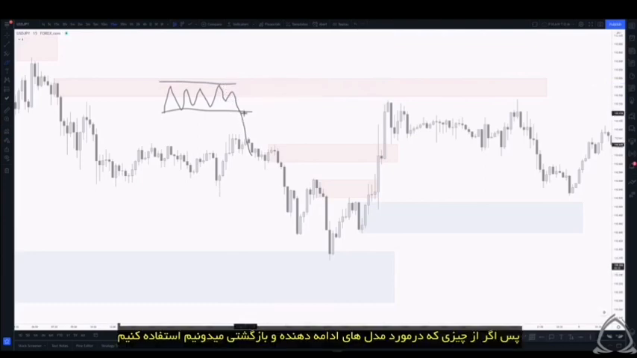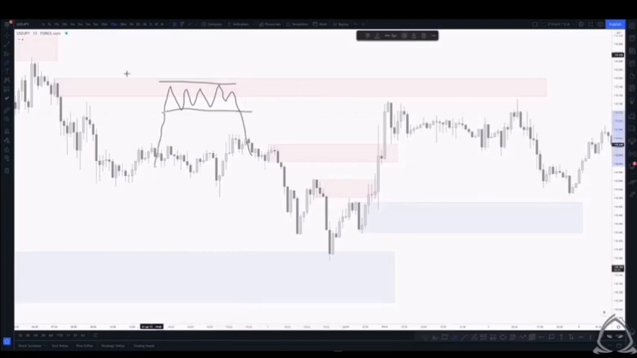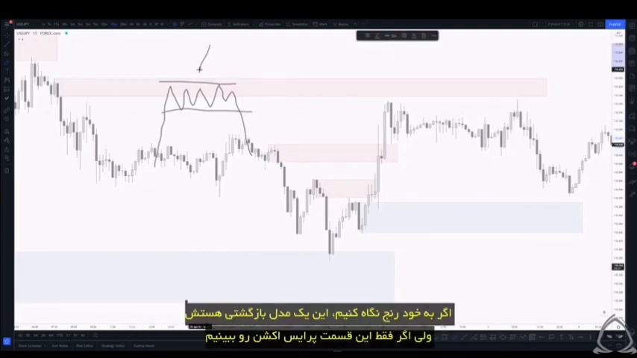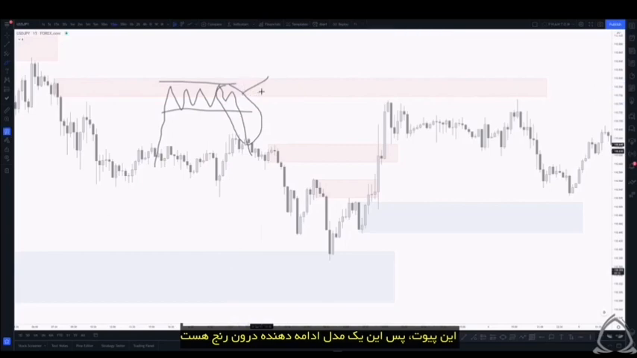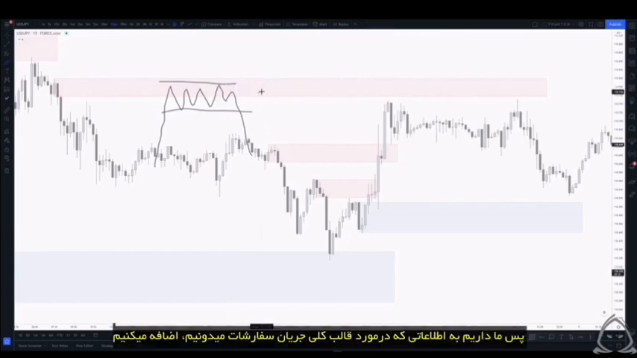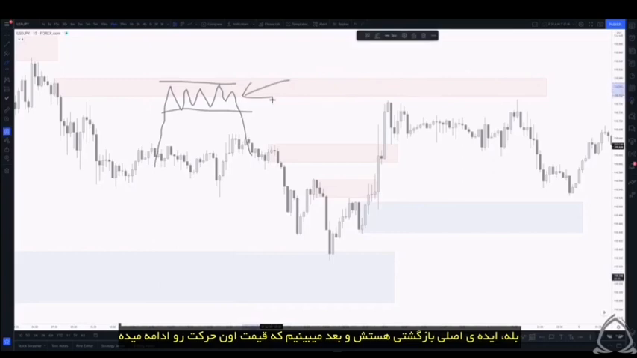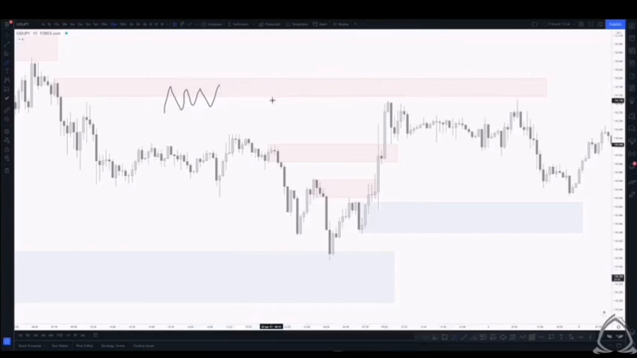So if we just take what we know about continuation and reversal patterns, if we look at the range in itself, this is a reversal model. But if we're just factoring in this bit of price action, this pivot, then this is a continuation model within it. So we're building on to the overall framework of what is happening with order flow. Yes, the whole picture is a reversal, and then we're starting to see price continue into that move.